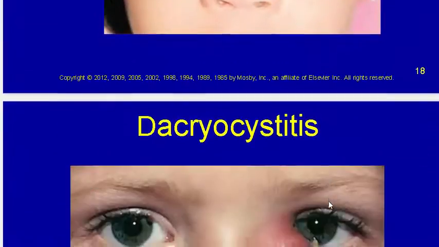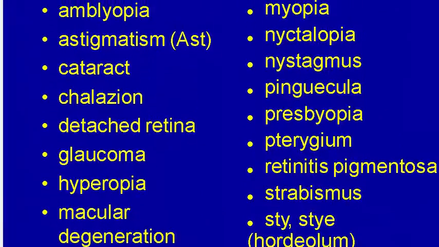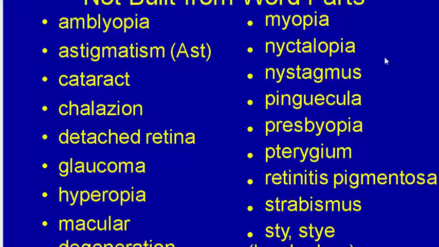Let's go ahead and talk a little bit about the disease and disorder terms not built from word parts. You can see right here, here's a good bit of them. Some of the ones that are most common that you're going to need to know are going to be astigmatism. That's where the surface of the eye is not completely round. It maybe has a little bit of an odd shape to it. So usually they would say people with an astigmatism can't wear contacts or something like that. Well, that's no longer true. They make contacts for everyone now.